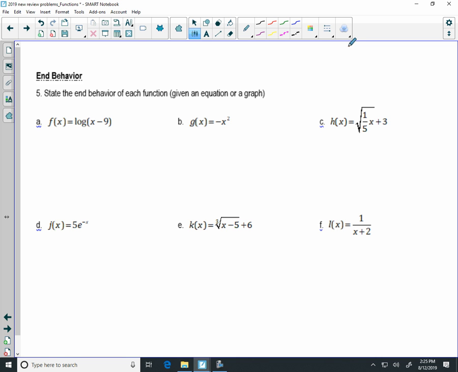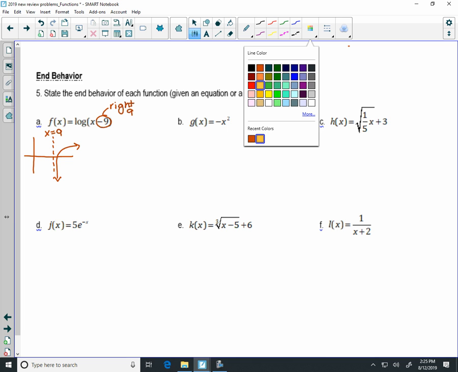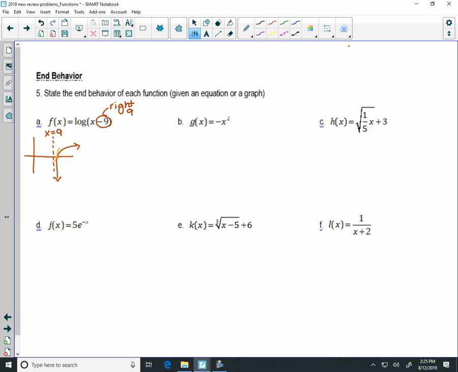We have log of x minus 9. So the minus 9 is going to move our function right 9 units. So that's going to make our log function look like this. There's x equals 9, and then log is going to go off this way. So remember with log, we're looking at two directions here. We're looking at as we approach the asymptote and as we go to infinity.